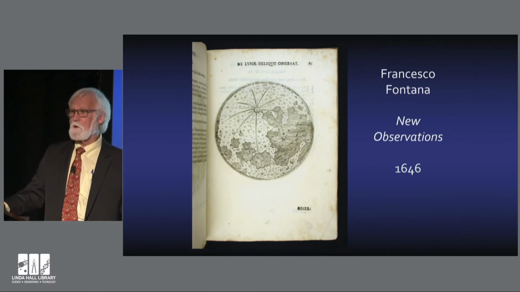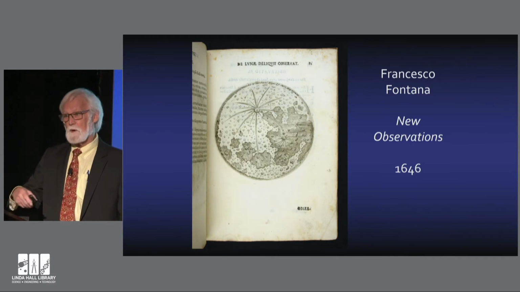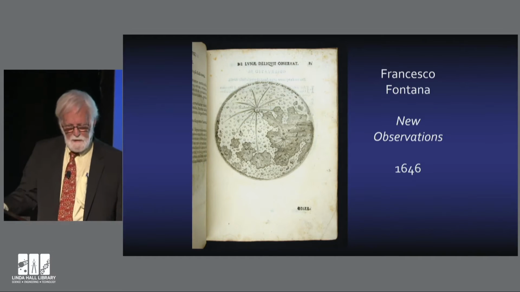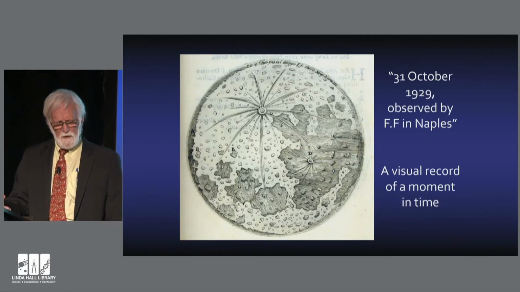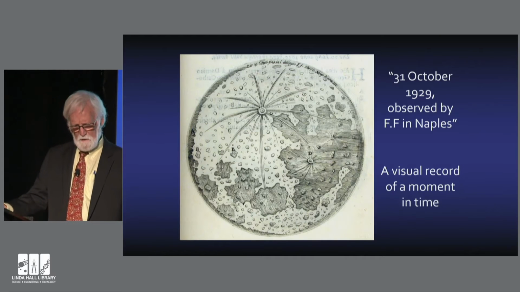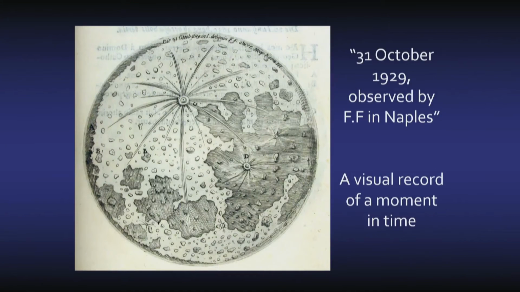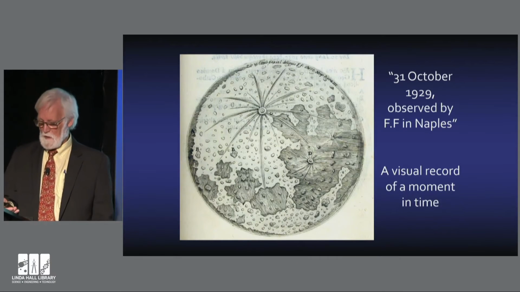Francesco Fontana, who wrote really kind of the second moon book, comes out in 1645, but he begins observing in 1629. And so he's got pictures of various stages of the moon, various phases of the moon. You probably can't see it from where you are, but up there at the top there's a little engraved text, and it says on 31st of October 1629, observed by FF, Francesco Fontana in Naples. So not only does he record what he saw, but he records the time. Well, that's a more sophisticated kind of a record, one where you kind of date stamp it. You know, this is when I saw this, and this is what I saw. And that's a very useful kind of a record, you would think.